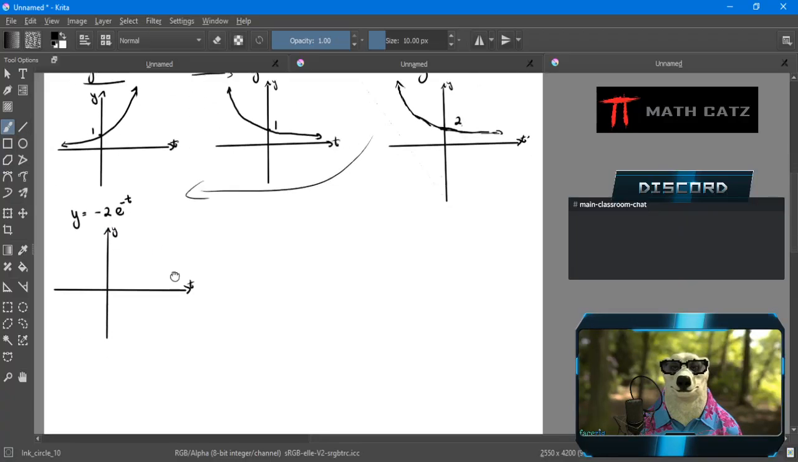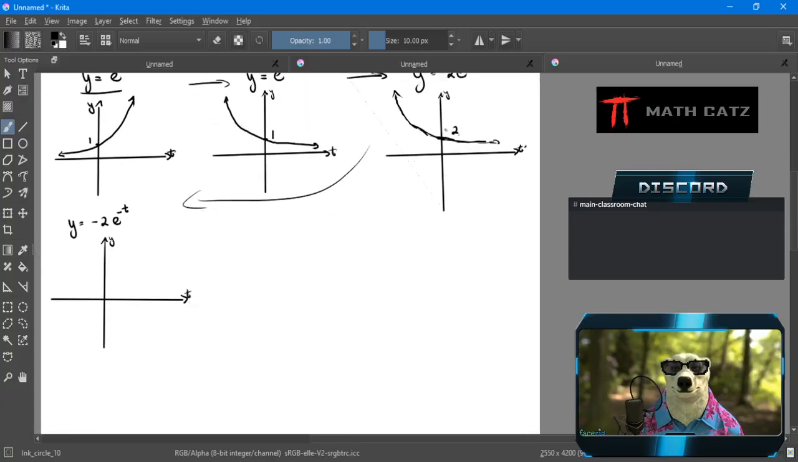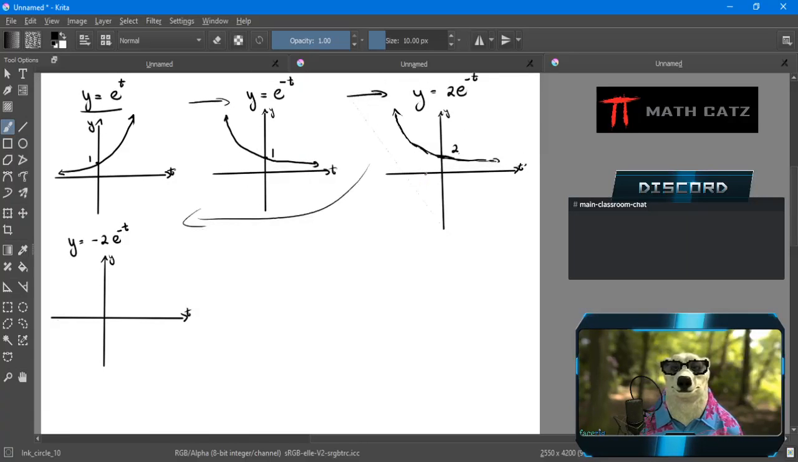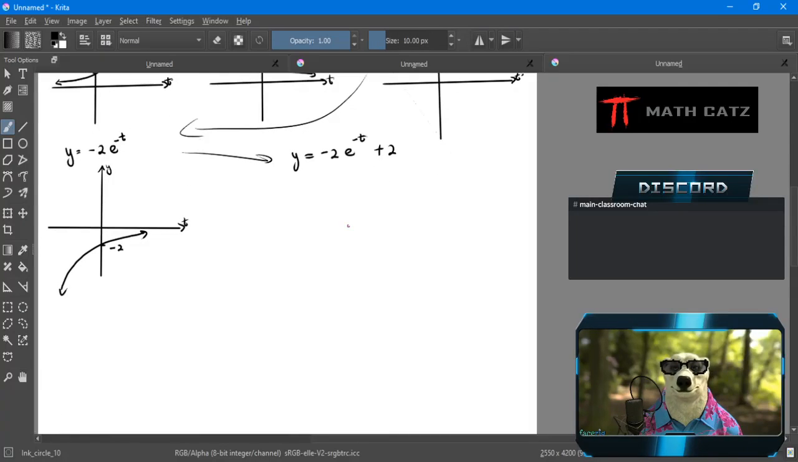What happens now? That is a reflection of this graph, the previous graph, in the t-axis. It's a vertical reflection. So that is going to put it over here with the new y-intercept being at negative 2. Then I am done by simply adding 2 to the end, and that gives us the same original function.